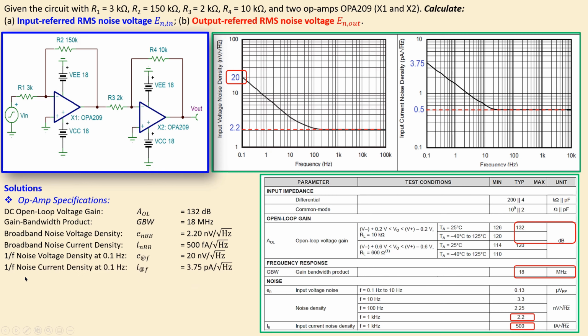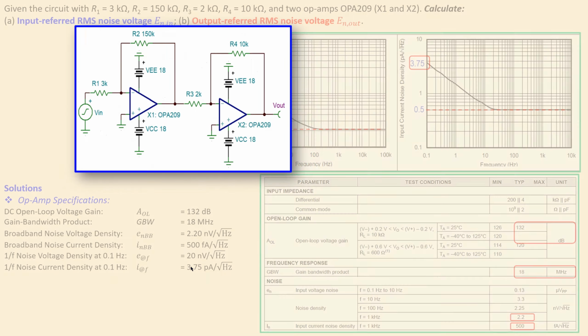In a similar case for the 1/f noise current density, again at the same frequency given by this symbol, it has a value of 3.75 picoamps per root hertz. It doesn't matter actually which frequency you take. If it is in this 1/f region, that will be fine. So these are the parameters we will use, the op-amp specification for our noise analysis.